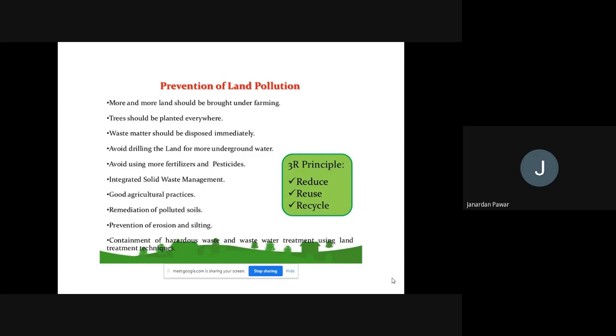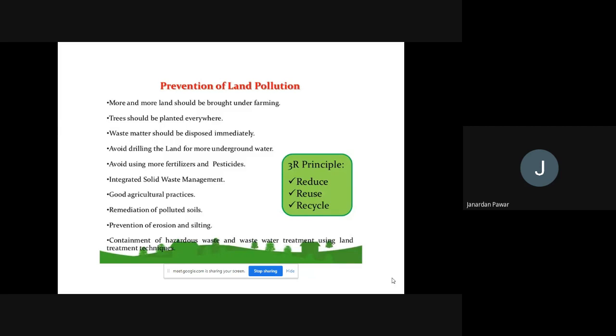More and more land should be brought under farming. Whatever land we see around us, instead of using that land for commercial activities, if we use that particular land for farming purposes, then that is okay. When we do farming activities on the land, that is always good. Doing commercial activities on the land is not that good. So if we want to prevent land pollution, this is the first preventive measure: we should try our level best to bring as much land as possible under farming activities.